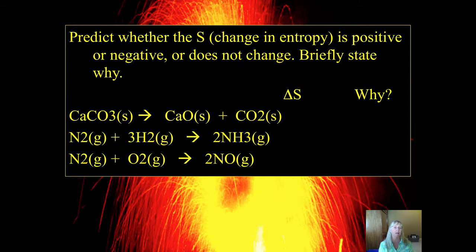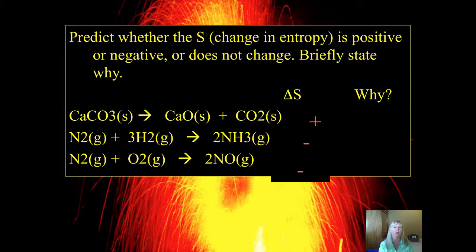And finally, the last one's kind of tricky. N2 and O2 makes 2NO. Bummer, they're all gases, and bummer, there's 2 on the left and 2 on the right. But would you agree with me that there are 2 of the same things, 2 molecules of nitrogen monoxide on the right, but on the left, there's 2 molecules of different things. So when you're going from different into same, that's less randomness, less disorder. So we should have a plus, a minus, and a minus.